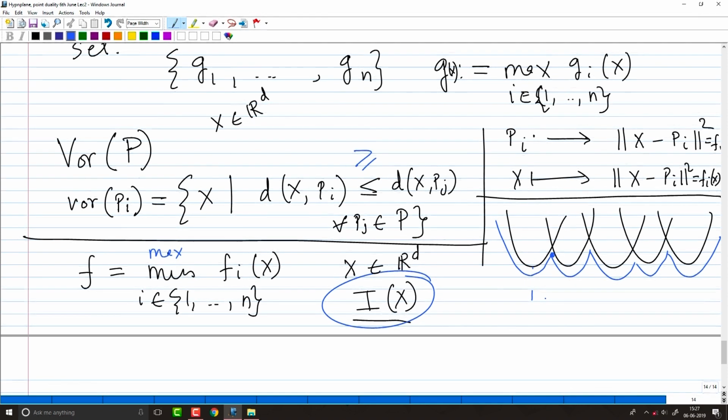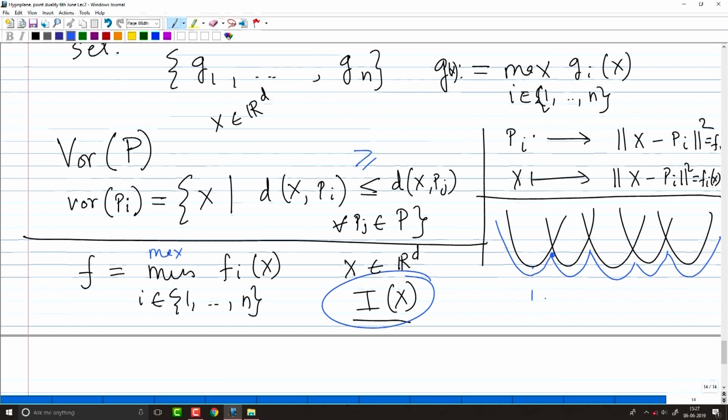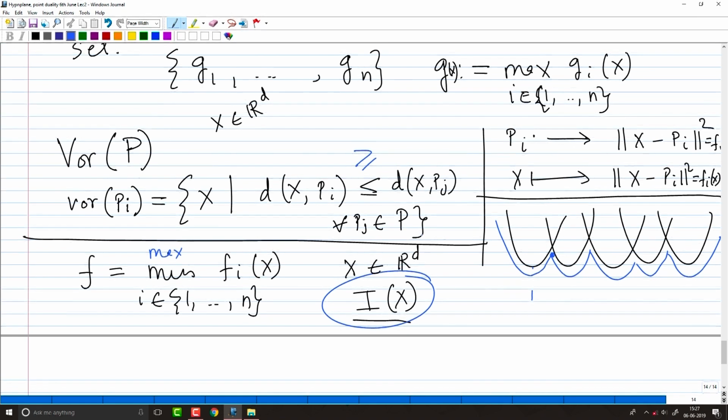Now, quadratic will be even more complicated to keep. Okay. So, somehow I want to recapture this Voronoi diagram via some kind of a linear diagram, some kind of a linear envelope.